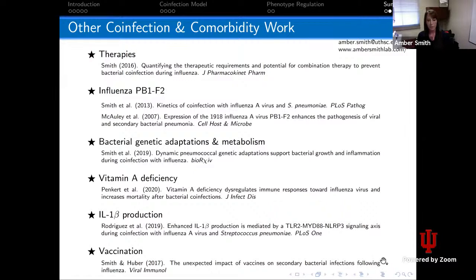And then this last paper is a review paper, but I think an interesting one, that highlights that vaccination actually has some counterintuitive dynamics that happen with both the influenza vaccine and the pneumococcal vaccine in their efficacy against co-infections. And so I will stop there and take any questions that you might have.